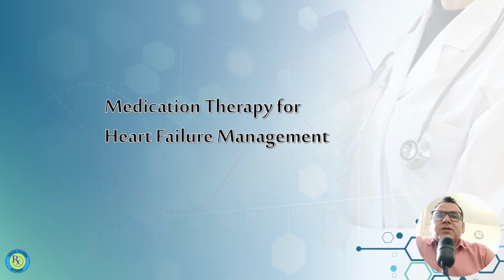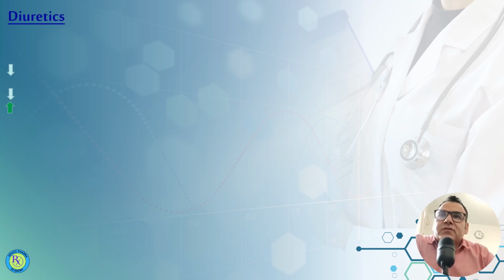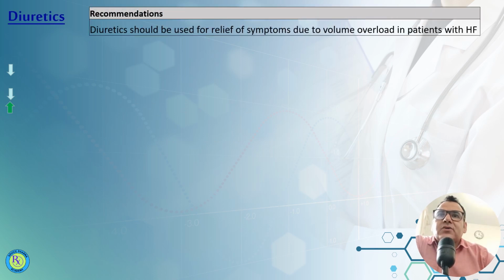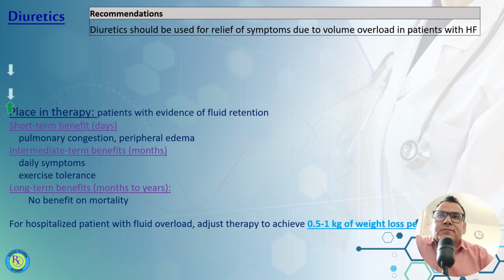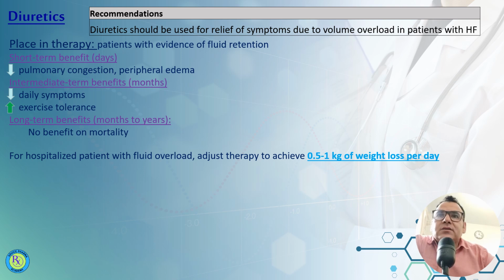So what are the medication therapies used for heart failure management? We'll start step by step: which medication, which place in therapy, and what monitoring is required during treatment. First group is diuretics, and diuretics are recommended to relieve symptoms due to volume overload. So it's symptomatic relief of excess fluid, and this is very clear from the effect of diuretics to remove excess water from the blood. And they have a place in therapy in patients with evidence of fluid retention.